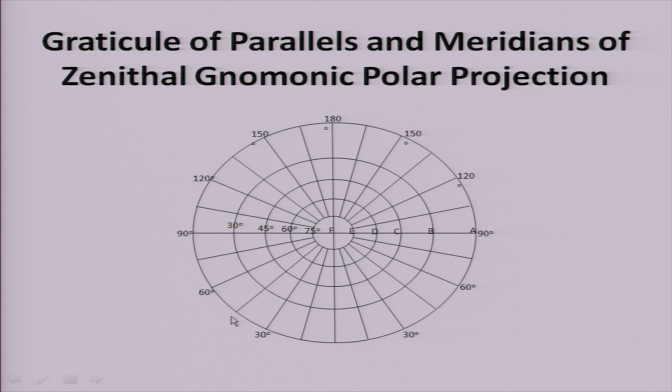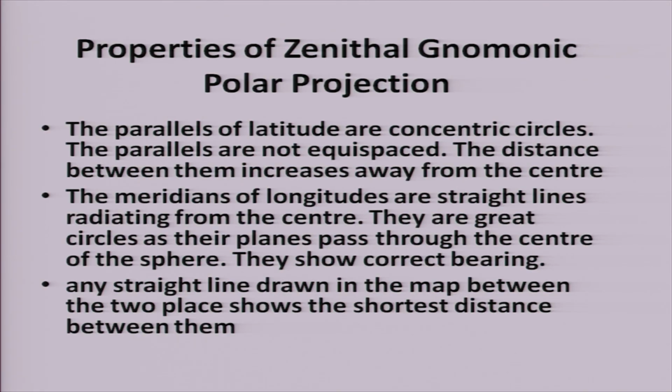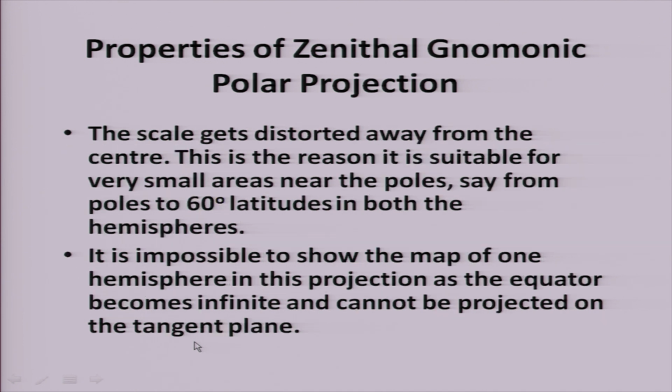However, the meridians are actually great circles, and their planes are cutting through the center of the globe. So any straight line drawn on the map is the shortest distance. One important property of this projection is that it is showing correct direction, and any straight line drawn on this projection is the shortest distance between two places.